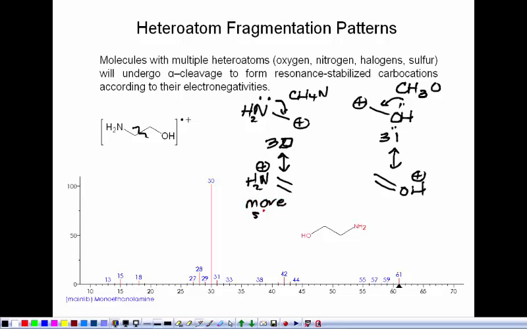So in this case, it's more stable, and if it's more stable, then what do I see? I see more 30 than 31. Okay.